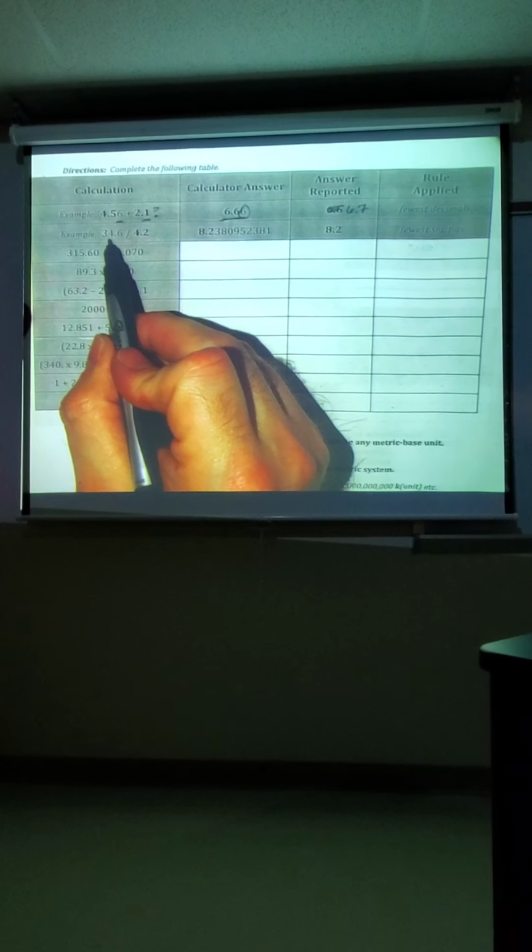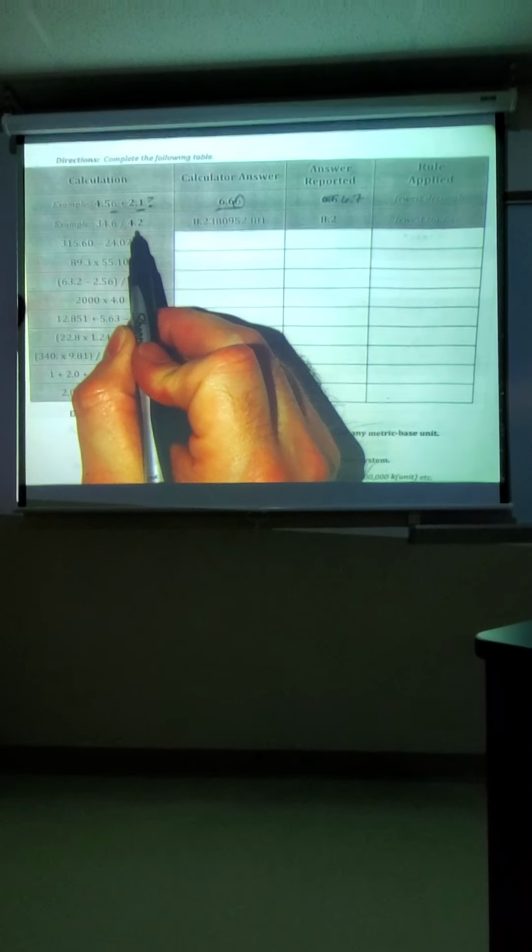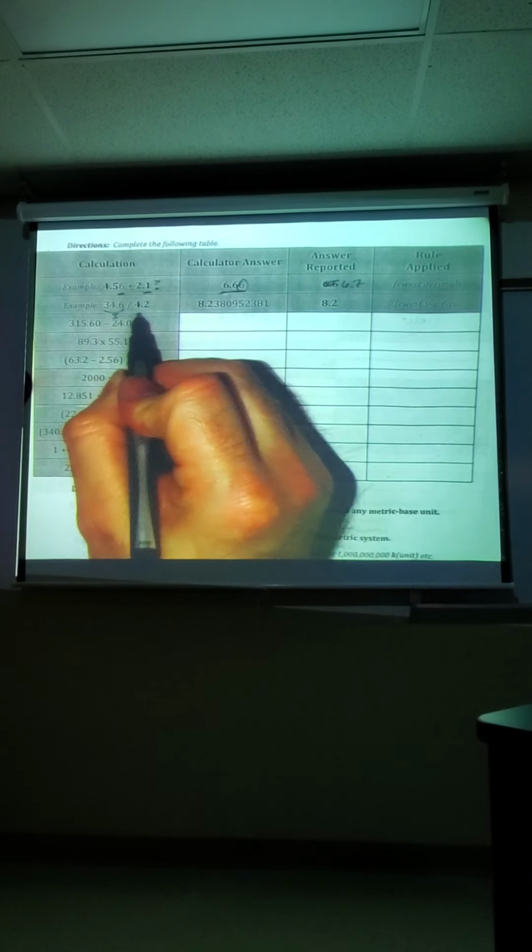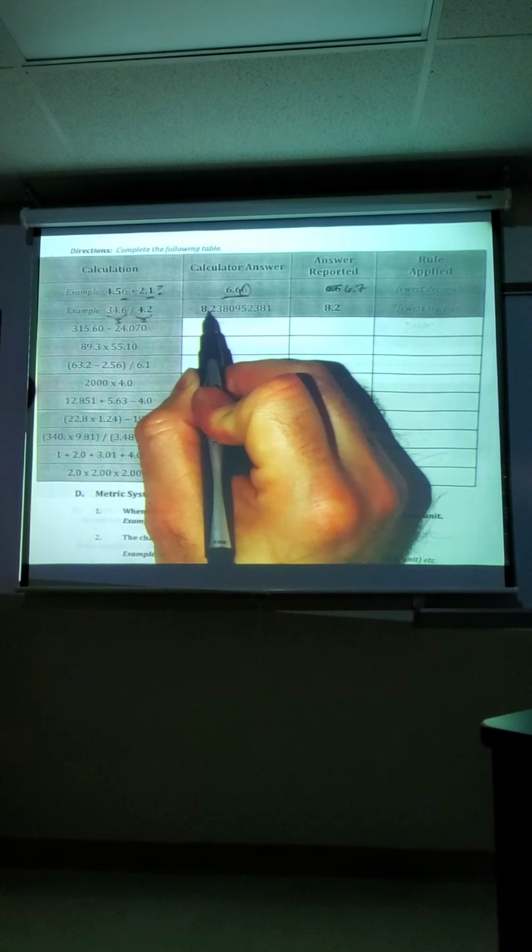Over here we have the same kind of idea. We have 3 versus 2. So 3 sig figs versus 2 sig figs, 2 wins. So we want to keep 2, the rest just determine rounding, and that's why we keep 8.2.